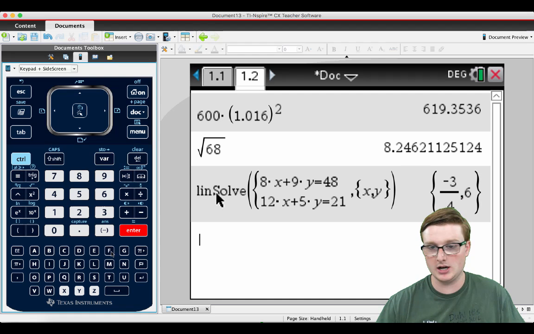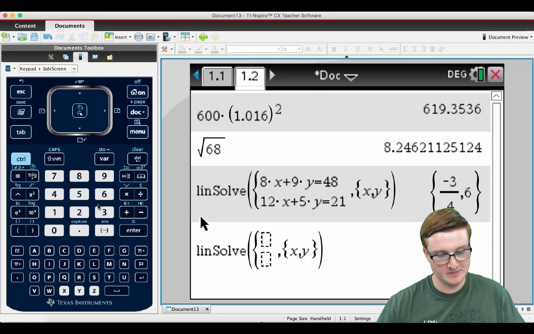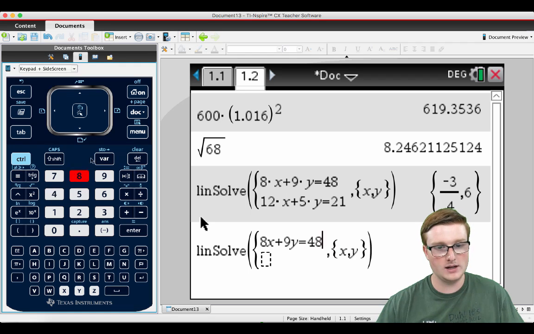You actually have to show work. Negative 3/4 and 6. So now do it again. Go to Menu, Algebra, Solve Systems of Linear Equations. Do it again for the second set. So 8x plus 9y is equal to 48.